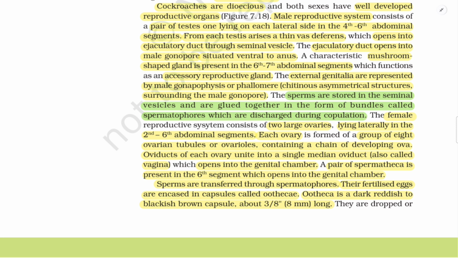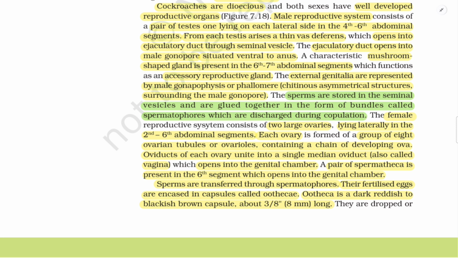A characteristic mushroom-shaped gland is present in the 6th and 7th abdominal segments, which functions as an accessory reproductive gland. The external genitalia are represented by male gonapophysis or phallomere, that is, chitinous asymmetrical structures surrounding the male gonopore. The sperms are stored in the seminal vesicle and are glued together in the form of bundles called spermatophores, which are discharged during copulation.